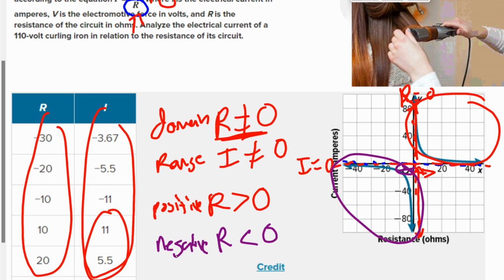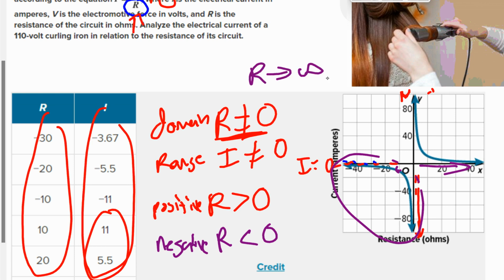Then we could look at end behavior, looking at it a few different ways. One, as we go to the right, as our resistance increases, so as R goes to the right, to positive infinity, what does the y value do? It gets closer and closer to 0. The I value gets closer and closer to 0. But when my resistance gets closer to 0 from the right side, what does my I do? My I goes up, up, and up, so positive infinity.